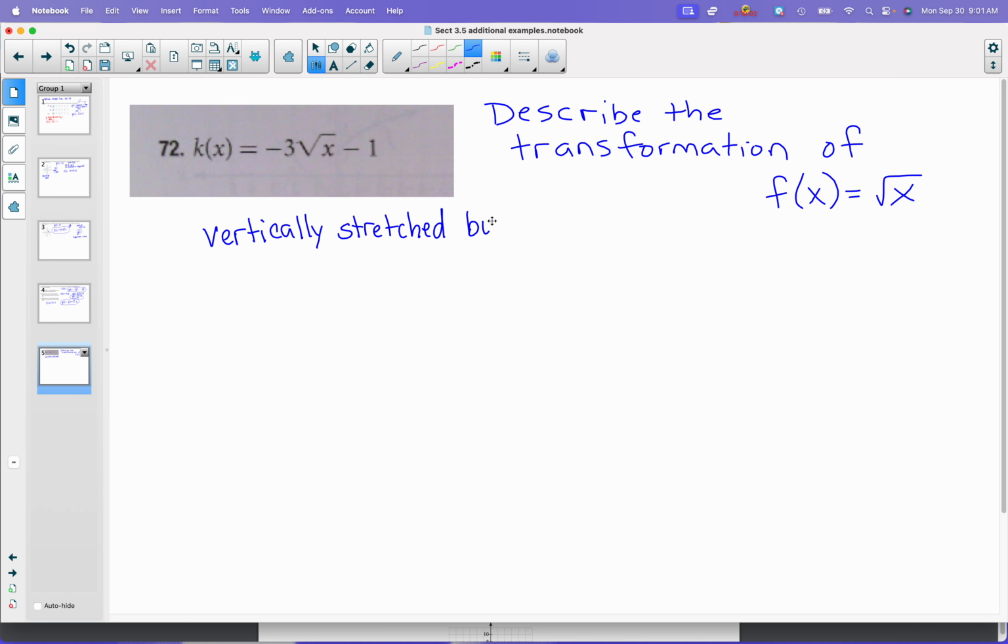Vertically stretched by 3. Then the negative sign is going to make it reflect, so it's reflected over the x-axis. And then that minus 1 makes it go down 1. And that's it. So these, I just wanted to do some examples because I know some of these are a little bit different, and so that you would be successful with your next assignment.